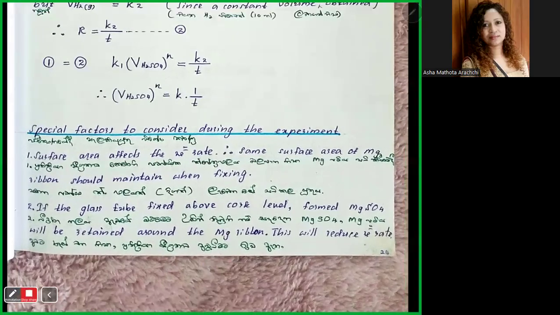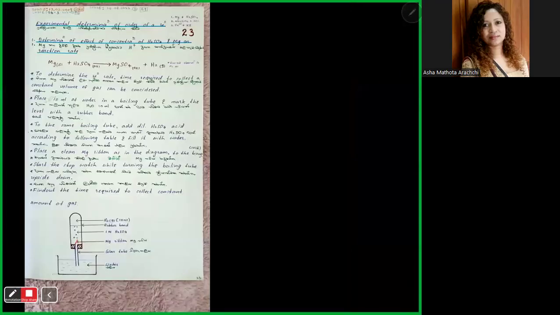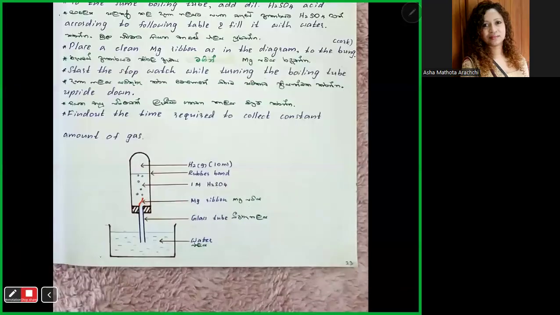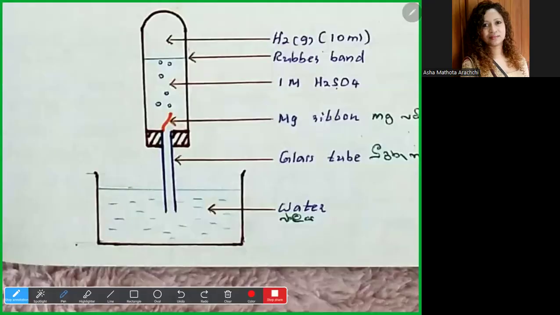Okay, I'm just writing a couple of factors. I just want you guys to consider one thing here. When you are drawing this glass tube, check your diagram whether you have drawn it above the cork level or just the normal cork level. You cannot draw like this. This is wrong. You have to draw it this way. Exactly this. Is that clear?